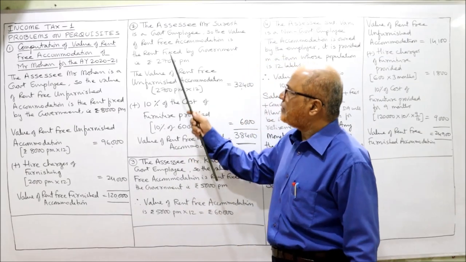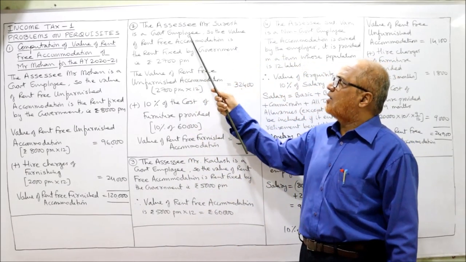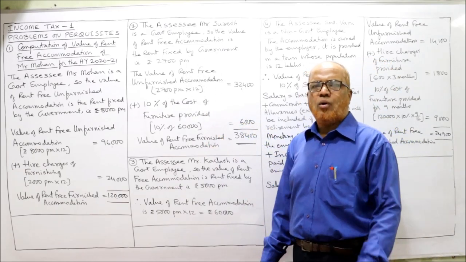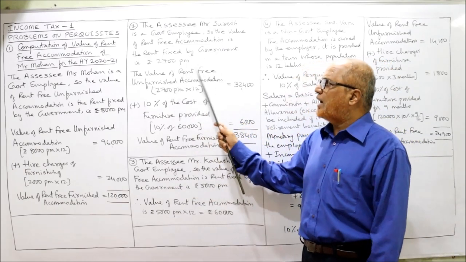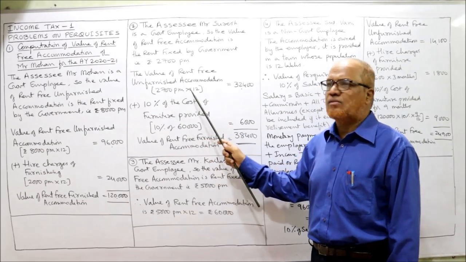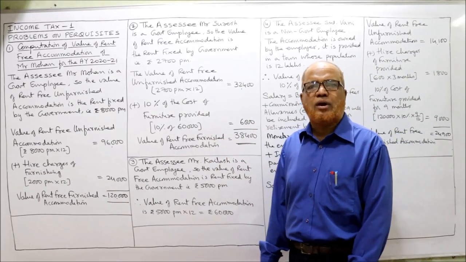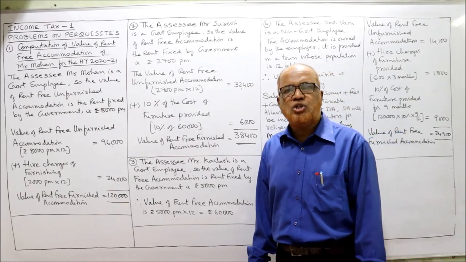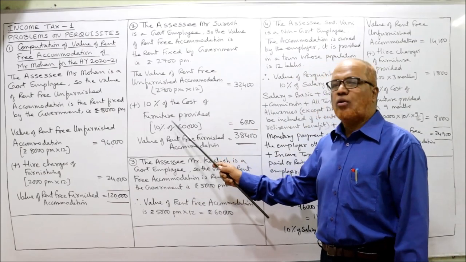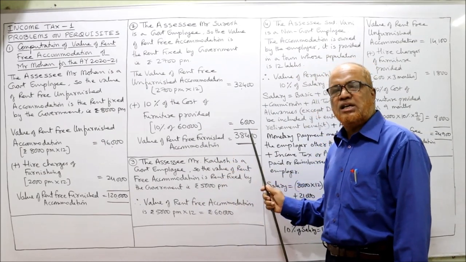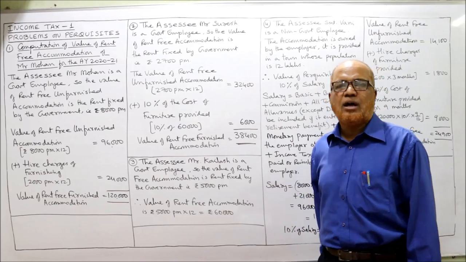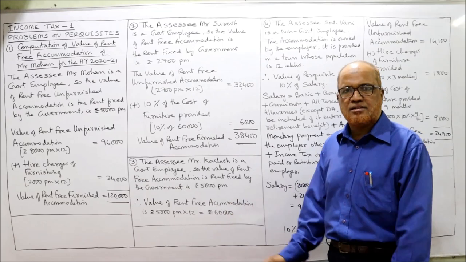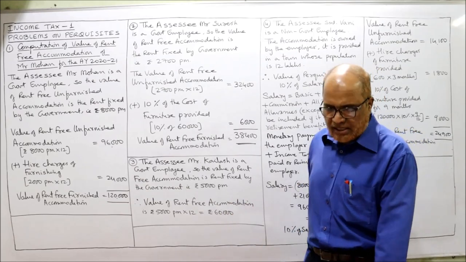That's it. See here, Mr. Suresh is a government employee, so the value of rent-free accommodation is the rent fixed by the government, 2,700. Only the rent fixed by the government we require. The value of rent-free unfurnished accommodation, 2,700 into 12, 32,400. To this we add 10% of the cost of furniture provided. 10% of 60,000 is 6,000. Add up, 38,400 is the value of rent-free furnished accommodation. That's it. Two problems we have done. Now see the third one.